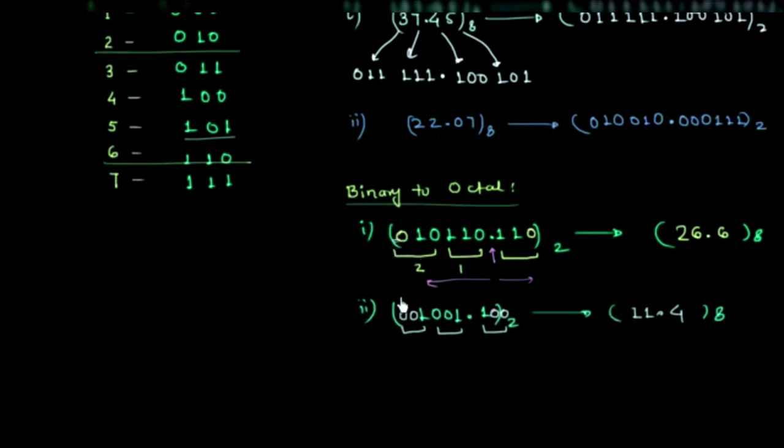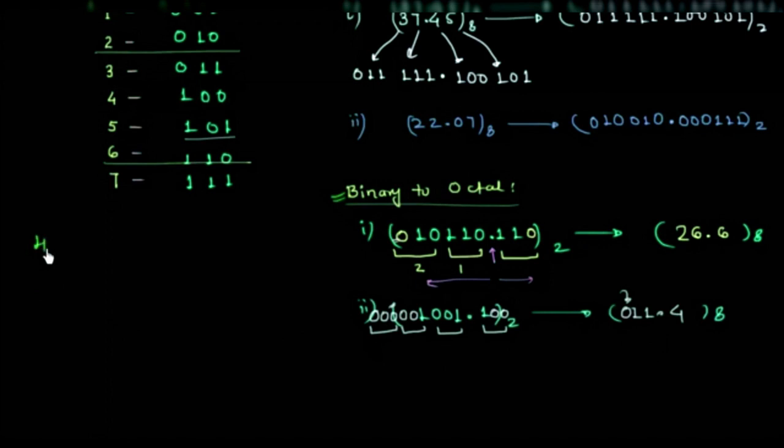I am adding zeros to have the group of 3 bits. You can also add 3 more zeros, and this will be the third group of the integer part, 000, will give us 0. This 0 will make no difference, so it is redundant to add this 0. This is all for binary to octal conversion.